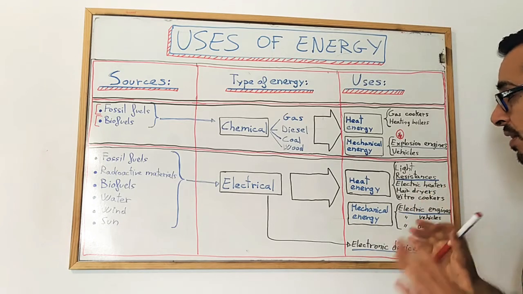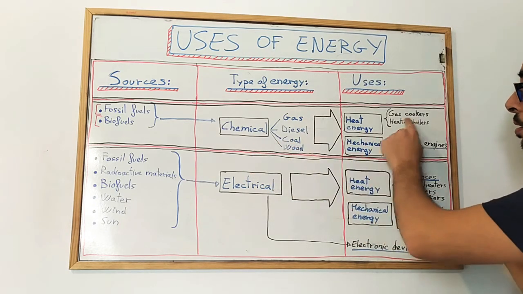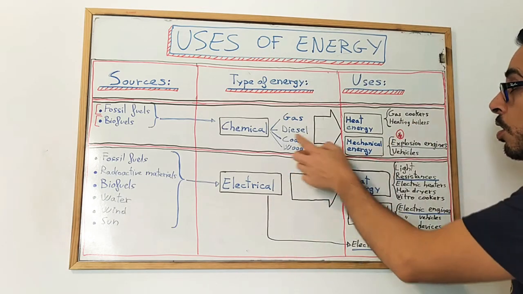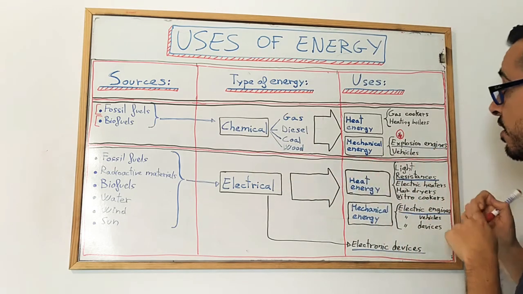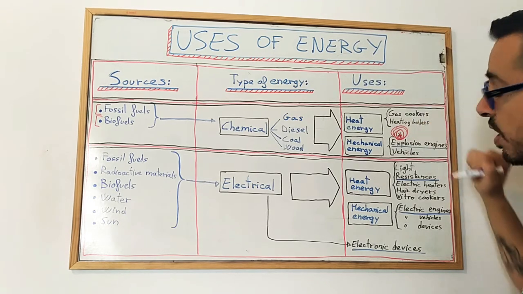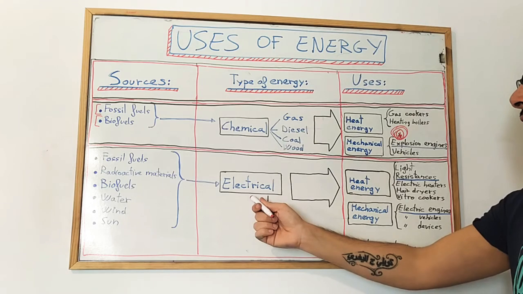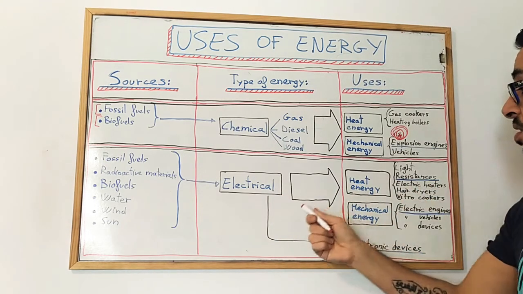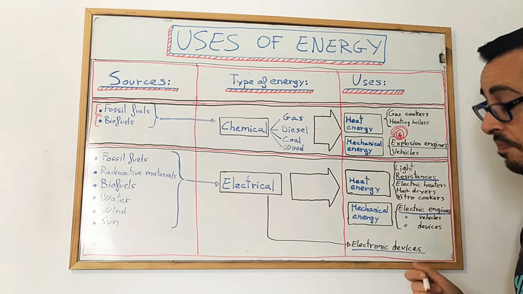I hope you understood this. We can transform chemical energy into heat for cookers or heat in boilers. We can transform that chemical energy into mechanical energy for the explosion engines. We are seeing later how they work. And we can transform electrical energy into heat by the resistances, or mechanical energy by the electric engines.